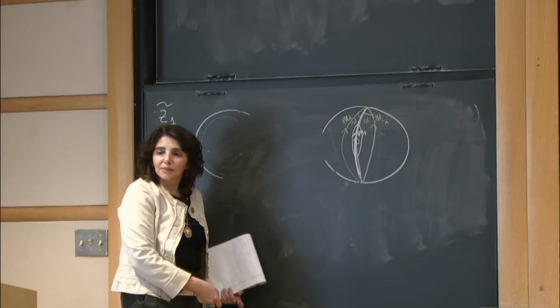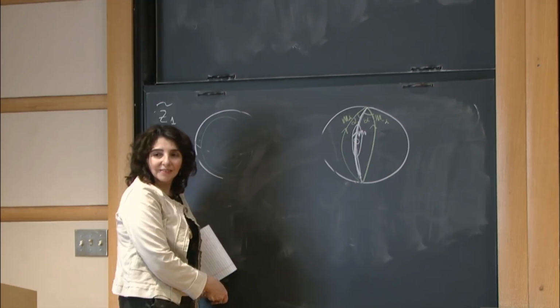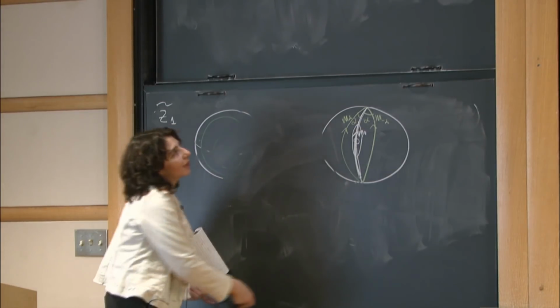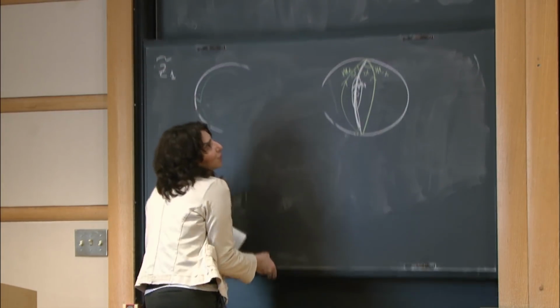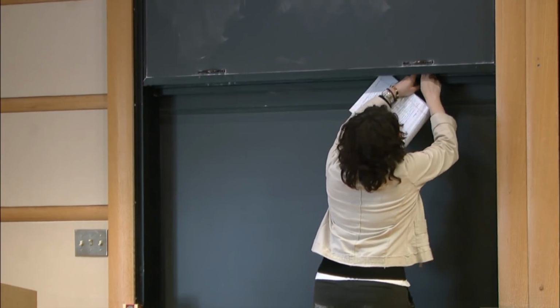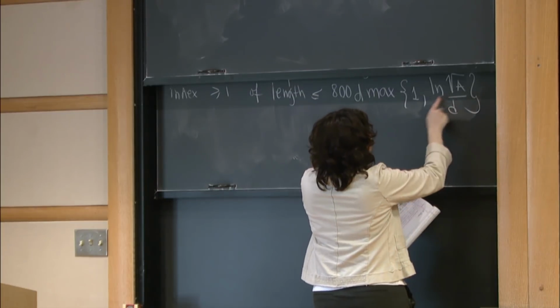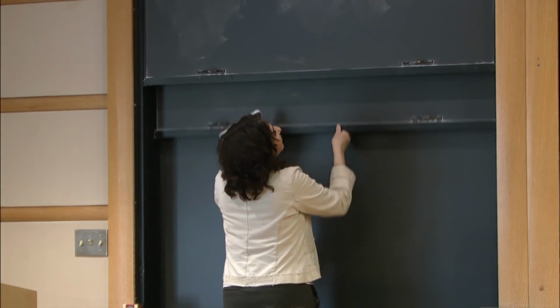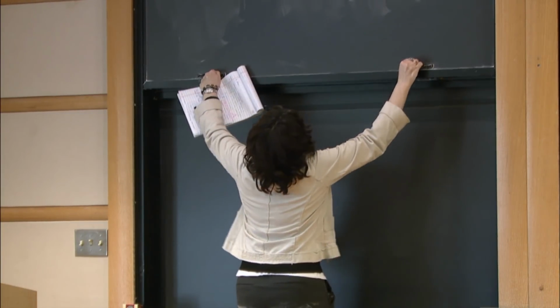What does it say here? Logarithm of the ratio square root of A. Yes. Okay. Oh, you're worried about the line being too long. Sorry. Okay.